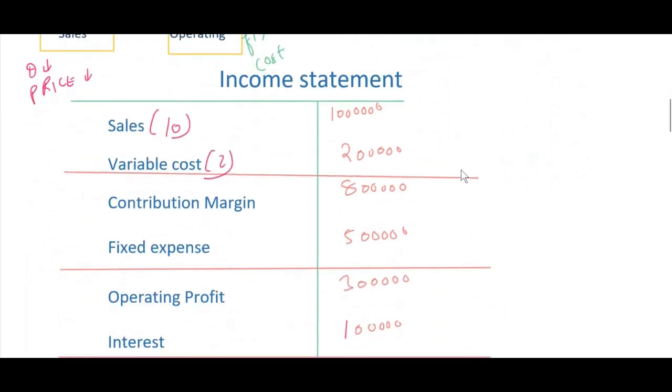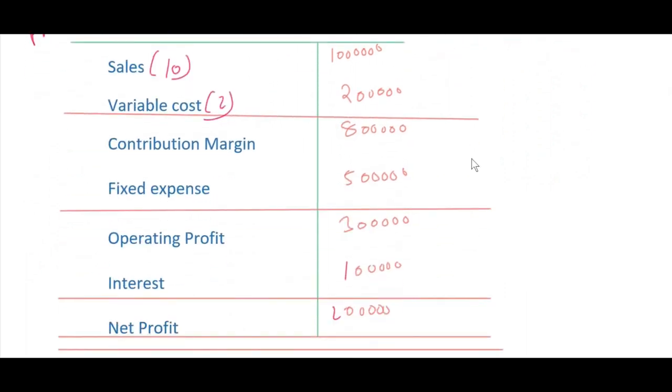Now let's go through this income statement. Suppose a company is selling a unit. It is selling it for $10 and the variable cost is $2 per unit. Suppose the company has sold 1 lakh units. Its sales will be, in terms of dollars, 10 into 1 lakh, that is 10 lakh. And if the variable cost is $2, the variable cost amount will be 2 into 1 lakh, that is 2 lakh. Now I subtract variable cost from sales, I get a contribution margin of 8 lakh.